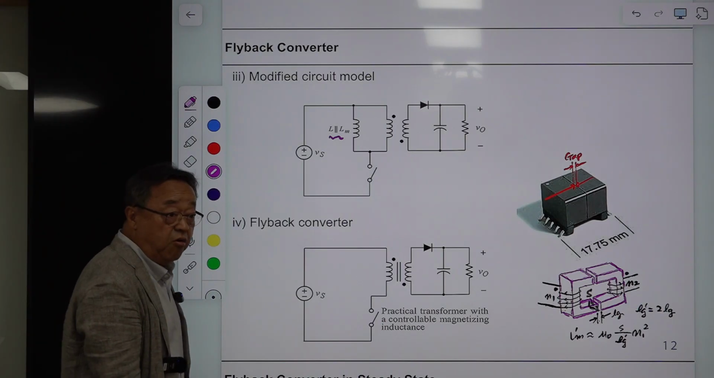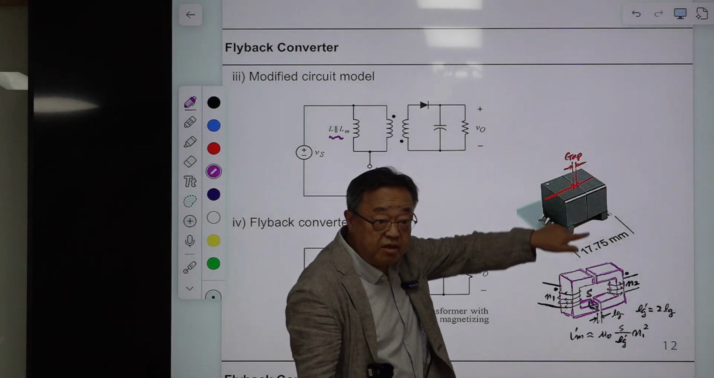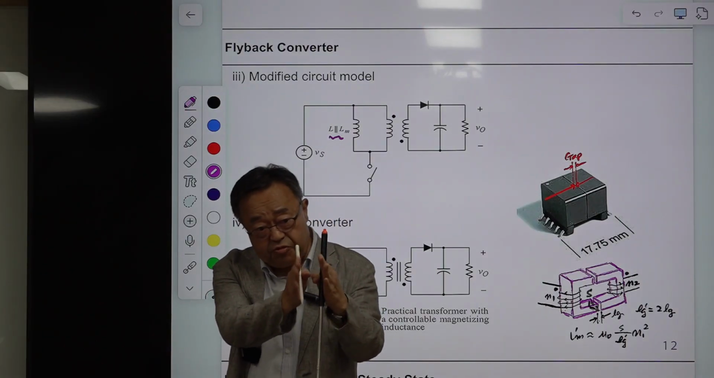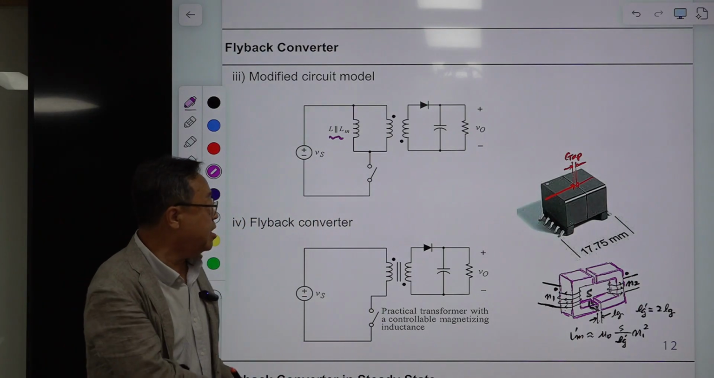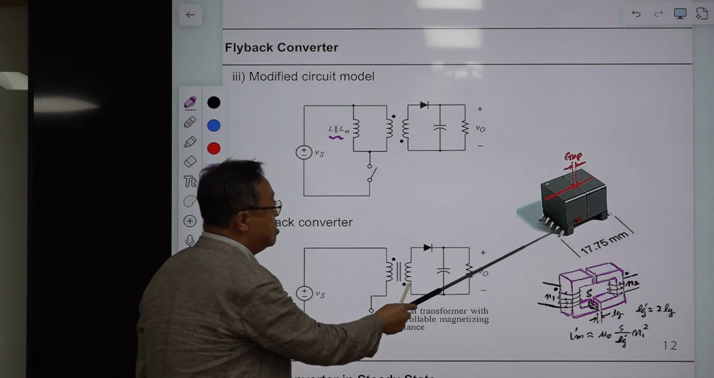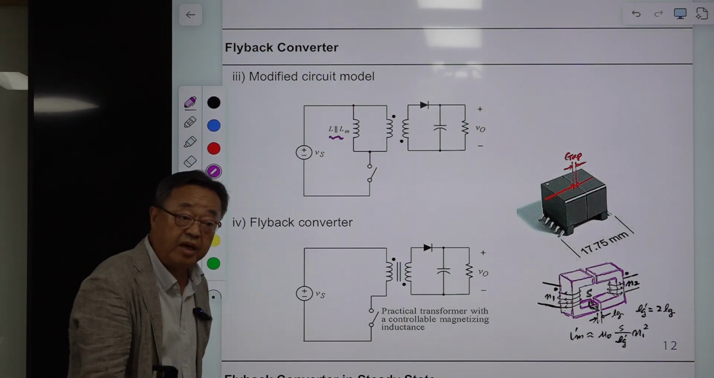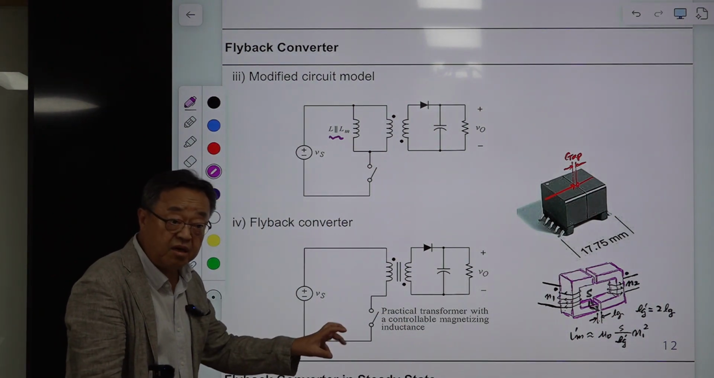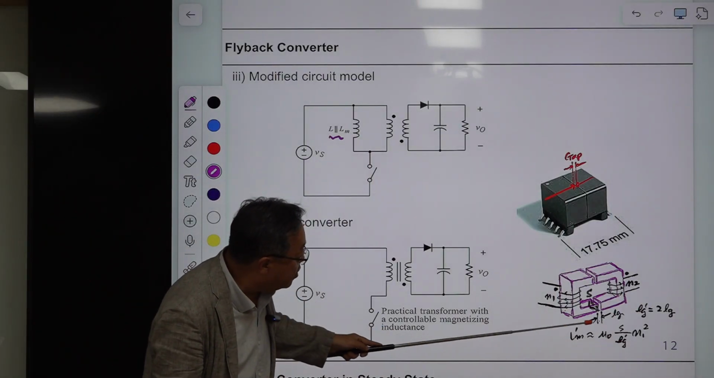Then this is the structure of the flyback transformer. There is some gap between two cores. Intentionally you prepare the gap between the two cores. Then the magnetizing inductance of this transformer is determined by the gap, the gap and free space. The formula for that is this one. You have one gap here.